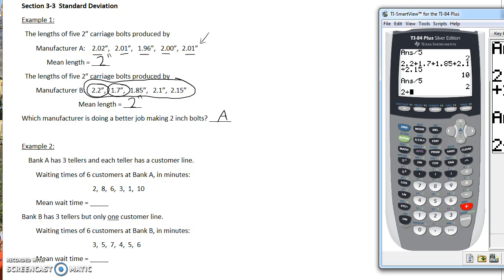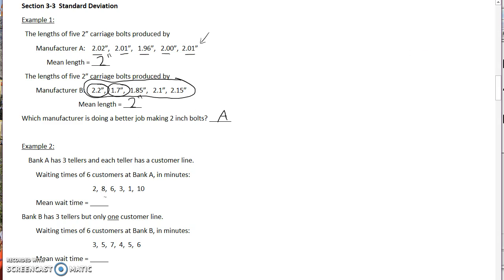We're going to add all those numbers up for Bank A, and then divide that by the total number of customers, which was 6. Whoops, sorry. We don't want to divide by 6 at the end right away. We want to make sure we hit enter and then divide by 6. That's a pretty common error. So the mean wait time for somebody at the first bank was 5 minutes.